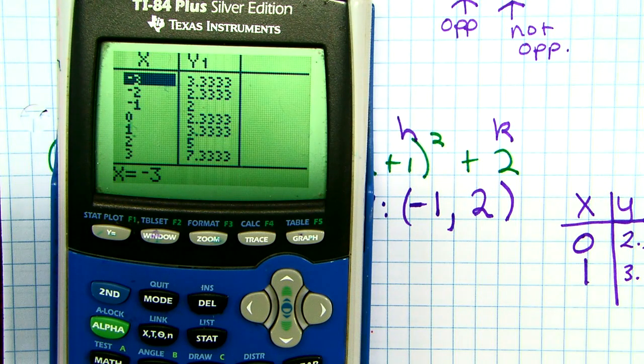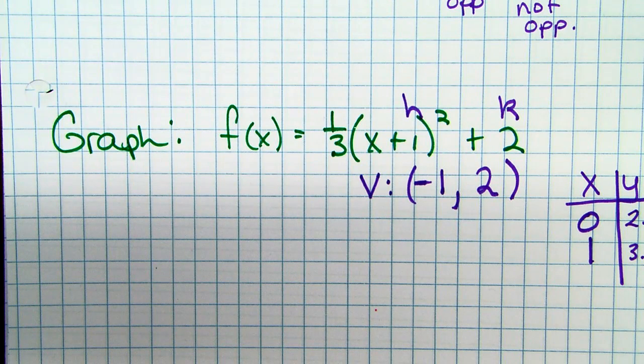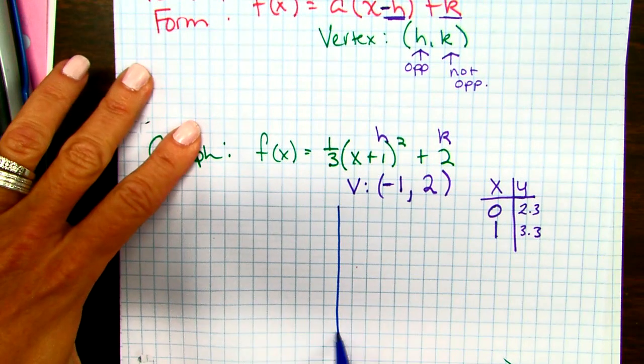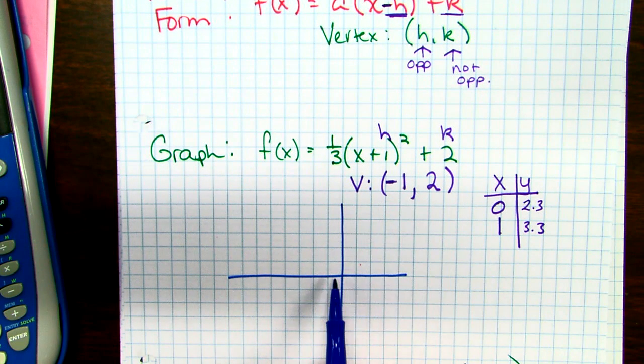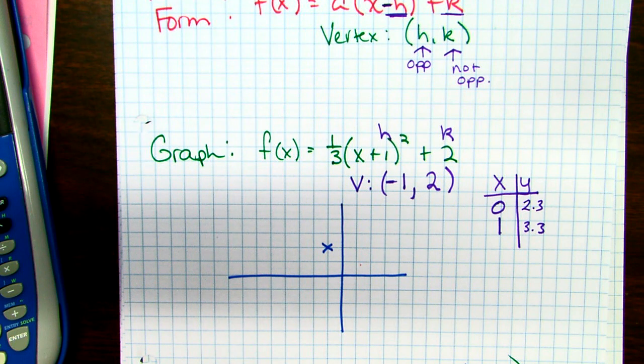And now we're ready to graph it. How do we graph it? Just like we did yesterday. So we go to this point, the vertex is left 1, up 2. Remember, I like to make my vertex an X. It just helps me know that that's the either highest or lowest point, depending on what's happening with the graph.